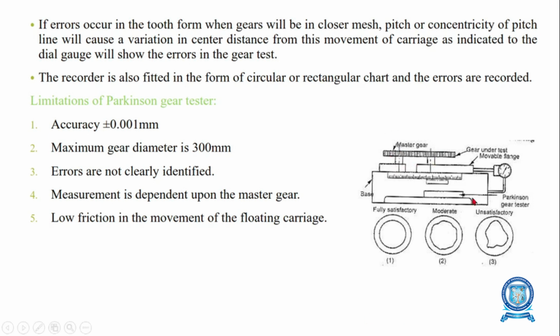So there are two different mandrels. One is the fixed mandrel, and another one is fixed with the sliding gear carriage. One is called the master gear, which is fixed with the fixed mandrel, and another one is the gear under test, which is movable forward and reverse with the help of the carriage. Okay, so the next one is the gears are in mesh due to spring pressure. These gears are arranged in such a way that they are free to rotate without any clearance.